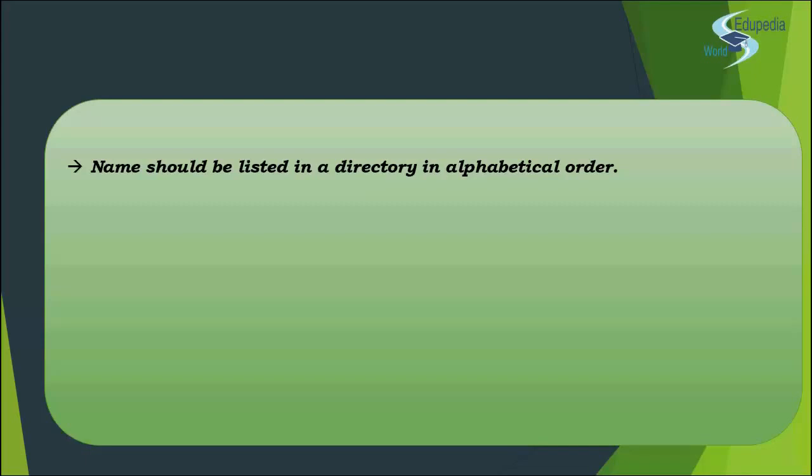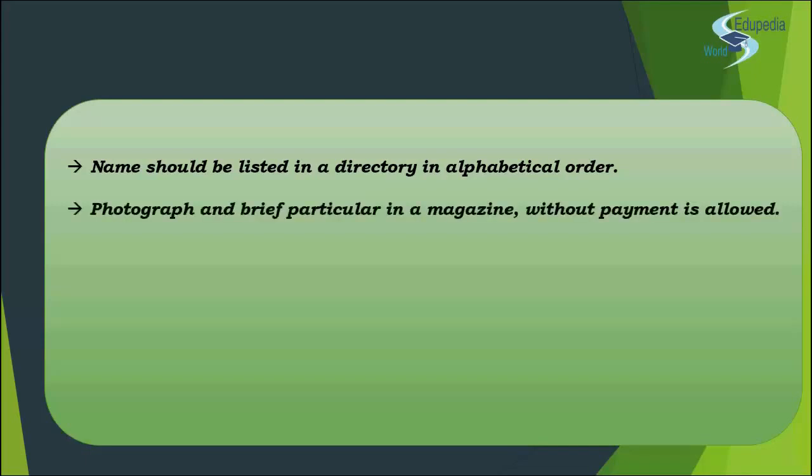Okay? So the next one that we have is photograph and brief particulars in a magazine without payment is allowed. Yes. So if we say that you are not supposed to advertise, that does not mean that you cannot in any way, right? Because there are two basic differences. An article or a write-up in a magazine does not tend to be an advertisement, right? Understand. For example, if you have done something good and somebody appreciates your work in a magazine, or some magazine wants to interview you for any particular purpose, may it be professional, may it be some other thing, right? So over there, if you want to give in your photograph, if they want to click your photograph and put it into the magazine, you can do that, right?